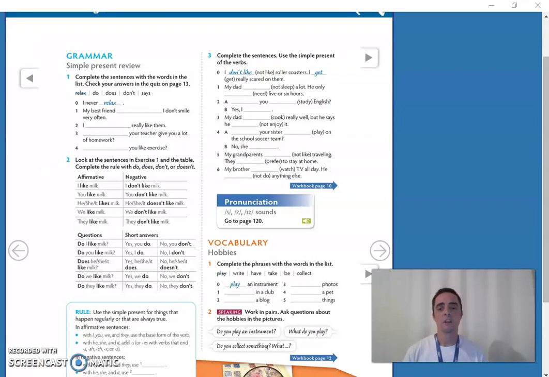Now guys, after the quiz, let's go back to page 14. Now that you're very familiar with the simple present, I would like you to work with exercise 1, number 2, the rule part, and exercise number 3. All those 3 exercises are related to the simple present.